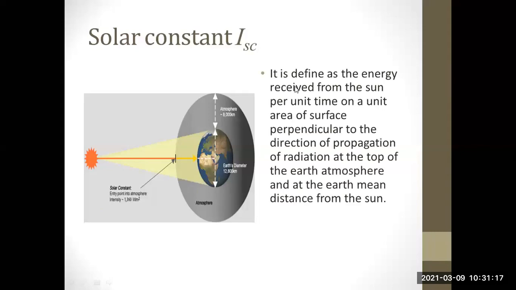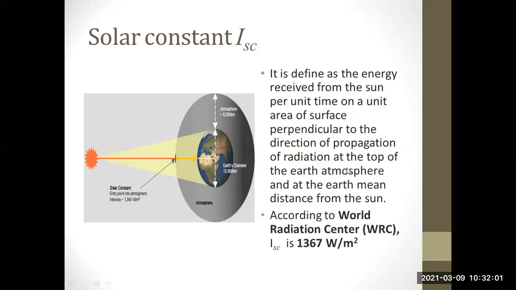Technically we can define solar constant as the energy received from the sun per unit time on a unit area of surface perpendicular to the direction of propagation of radiation at the top of Earth's atmosphere. So this is the exact definition of solar constant. It is the energy we receive from the sun per unit time, that is power, on a unit area of surface perpendicular to the direction of propagation of radiations, at the average distance between the Earth and the sun.